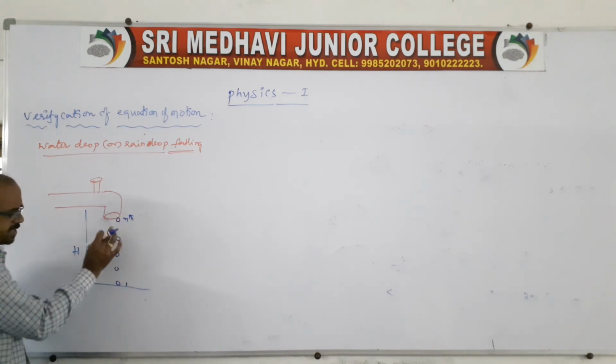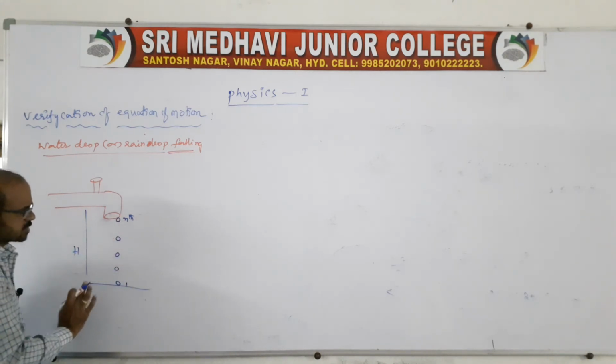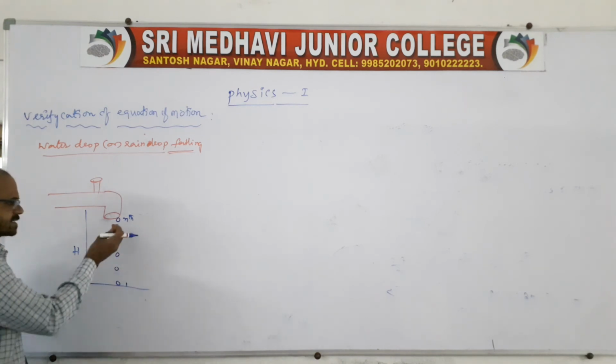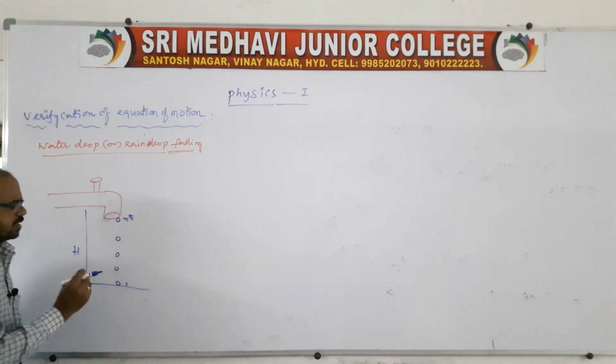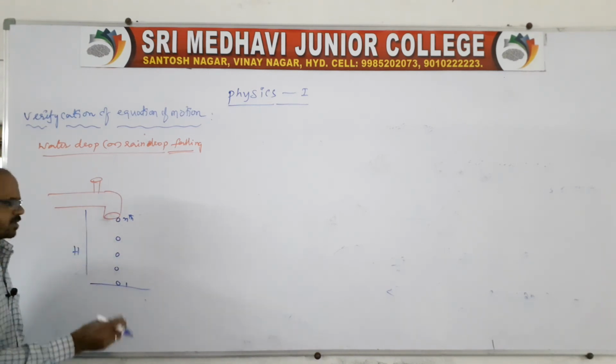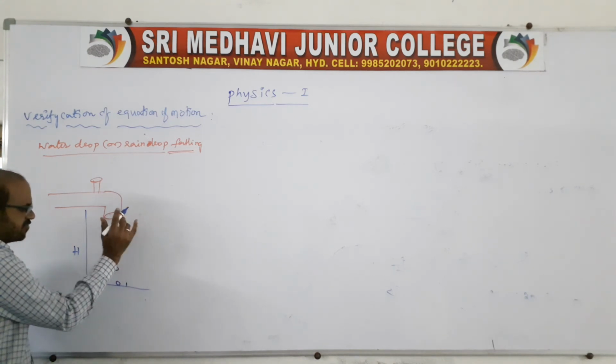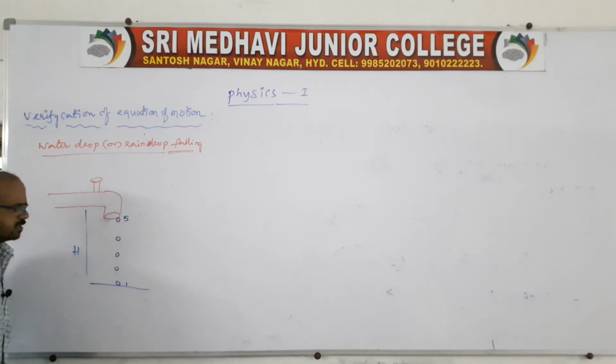Here, instead of taking the nth drop, suppose you take any number, like the 6th drop, fifth drop, seventh drop, any number. Suppose now I am taking the fifth drop. Five drops are falling at regular intervals of time.